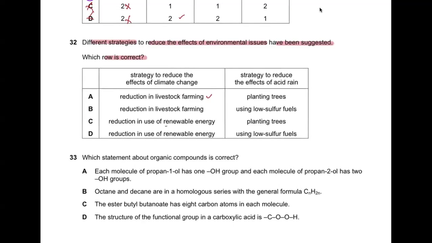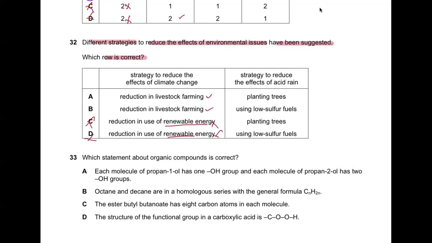Reduction of use of renewable energy. So that is going to be eliminated. There is nothing to do with climate change with the renewable energy. So this is correct. Strategy to reduce the effect of acid rain. If we start adding more plants, it will lower global warming because it absorbs carbon dioxide, right? So the low sulfur fuel, because sulfur forms sulfur dioxide and sulfur dioxide causes acid rain. So A goes wrong and B is the correct answer for MCQ number 32. Now 33.